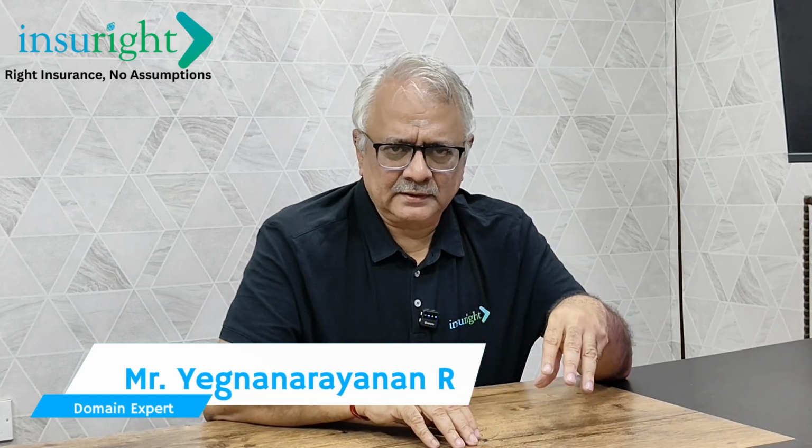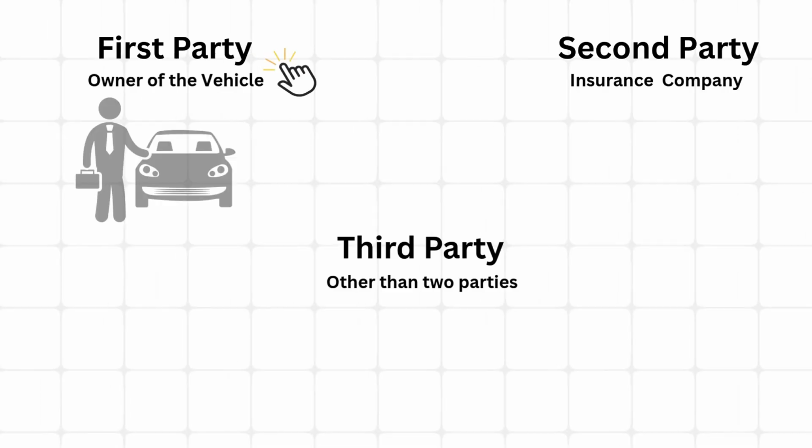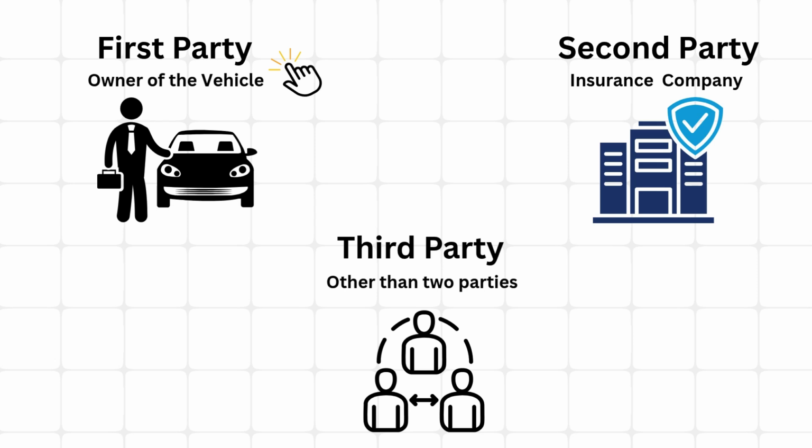See, in an insurance contract, there is a first party, a second party and a third party. The first party is the owner of the vehicle, whom we call the insured. The other party is the insurance company, and anybody other than these two is treated as a third party.